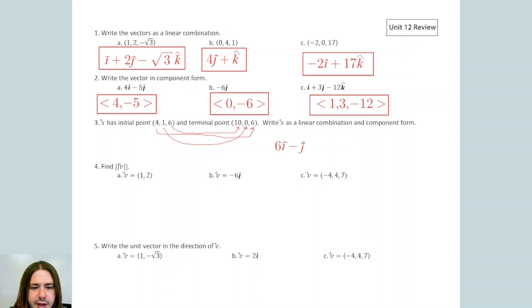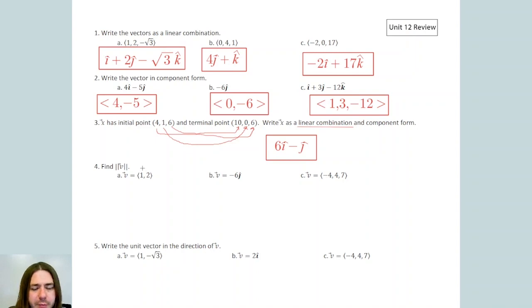Put the little party hats on, and now we've written it as a linear combination. Like I said before, I prefer the component form, with the vector brackets, just personally. So if I have a choice, I'm always going to go with that. But this one specifically asks for a linear combination, so that's why I'm writing it with the i and j.